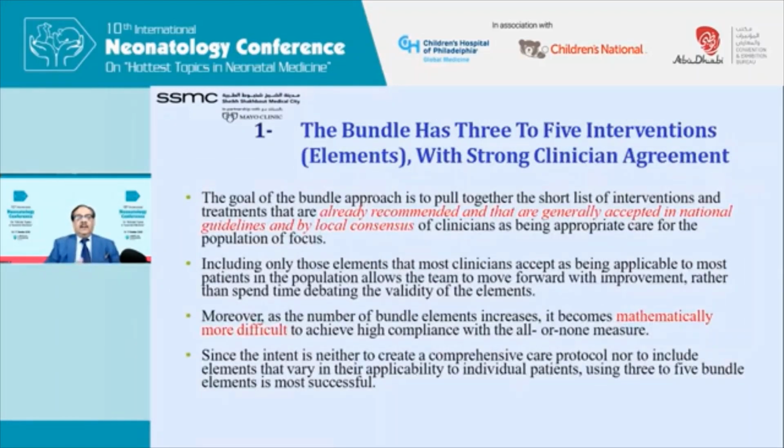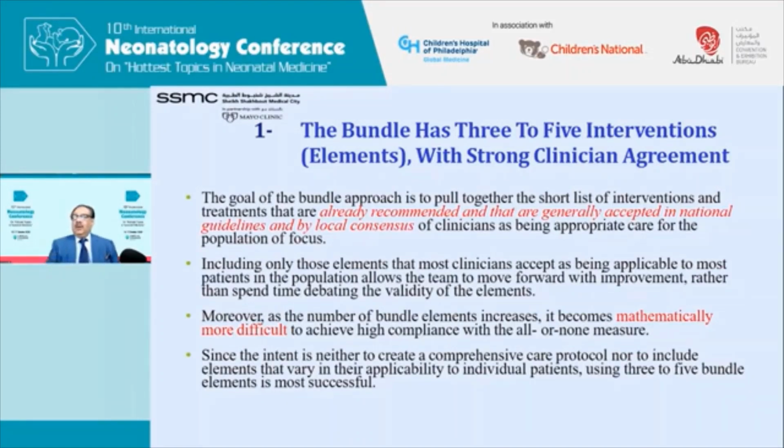So the first element: the bundle has 3 to 5 interventions with strong clinical agreement. So they are already recommended, generally accepted in national guidelines and by local consensus of clinicians as being appropriate care for the population of focus. The goal of the bundle approach is to pull together those 5 elements and apply them when needed. It can include only those elements that most clinicians accept as applicable to most patients in the population, allowing the team to move forward with improvement rather than spend time debating the validity of the elements.